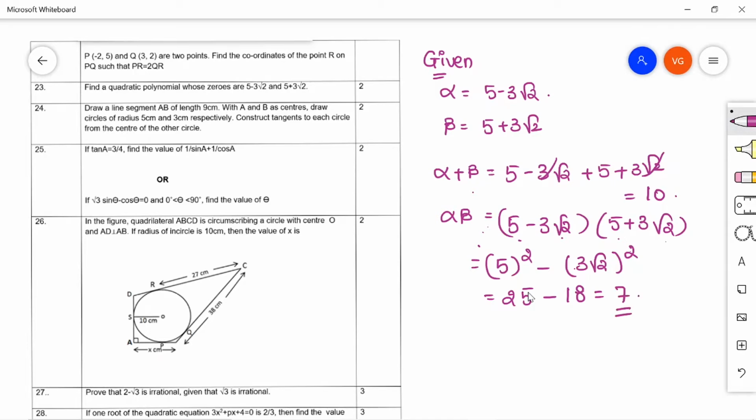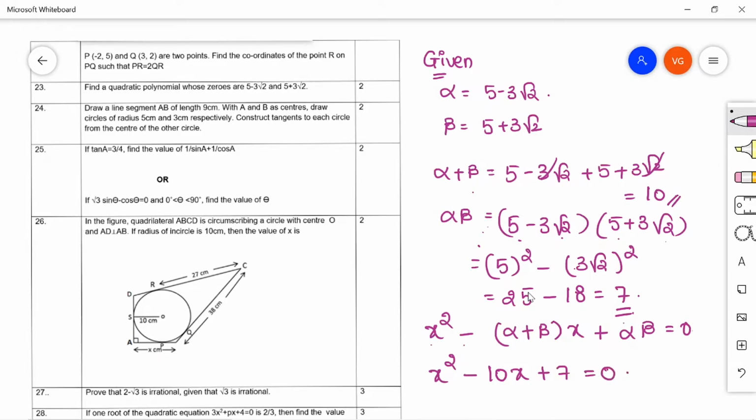Now I know the sum of the roots and product of the roots. Now, if you know the sum of the roots and product of roots of any quadratic equation, the quadratic equation can be expressed as x square minus sum of the roots multiplied by x plus product of the roots is equal to 0. Simply substitute this. X square minus 10x plus 7 is equal to 0 here.